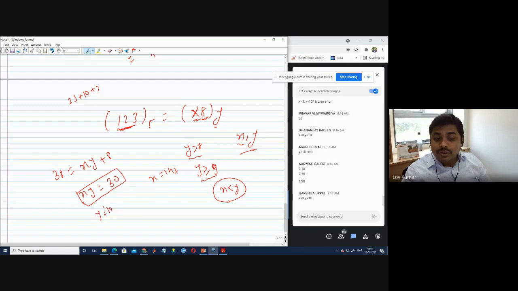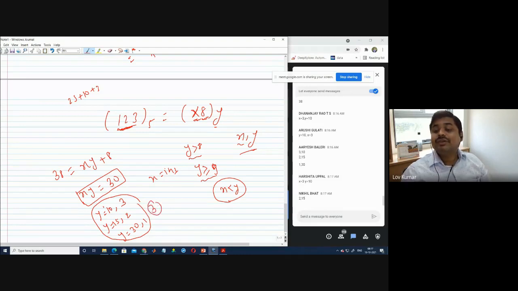Now we will take y equal to 10. When you are taking y equal to 10, the value of x is equal to 3. When you are taking y equal to 11, the value of x is not an integer. So second one we will take 15, 2, and third one we will take y equal to 31. What are the possible solutions we are getting here? There are 3 solutions will exist.